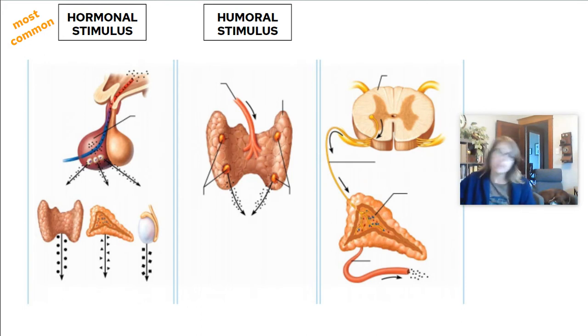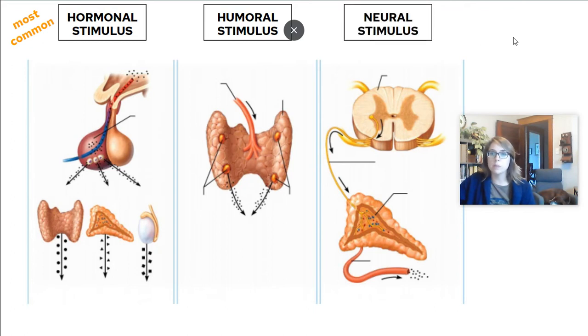So that's another way. And then the third way right here is neural. So my brain and spinal cord sending a signal out to tell a gland to release its hormone. So depending on what hormone and what gland we're talking about, it's going to be stimulated different ways. So hormonal, a hormone stimulating hormone. Humoral, blood stimulating hormone. And then neural, so nerve impulses or nerves stimulating a gland to release its hormones.